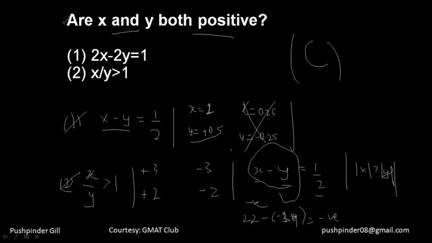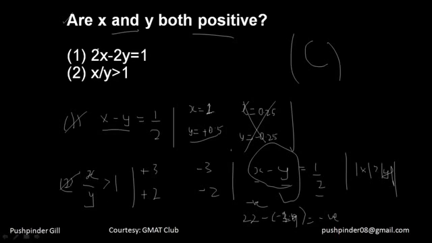Right? Let me just take a quick recap here. Disproving statement 1 was not difficult at all. x minus y is equal to 1 by 2. Both can be positive, one can be positive, other can be negative. I've already discussed x upon y being greater than 1. Either both are positive or both are negative. That means that completely rules out me giving the answer that both are positive.